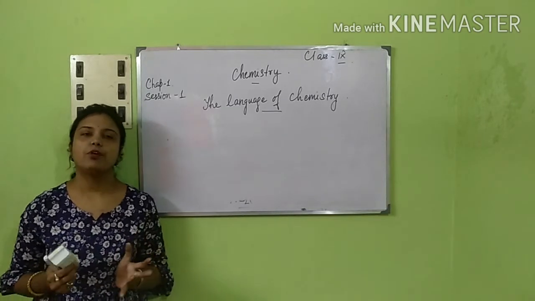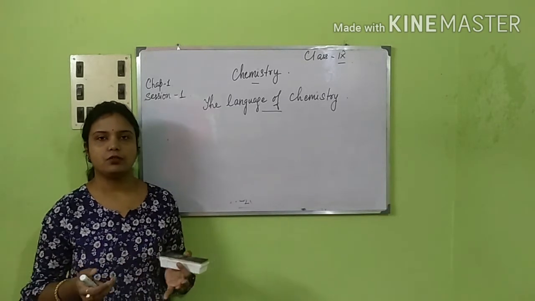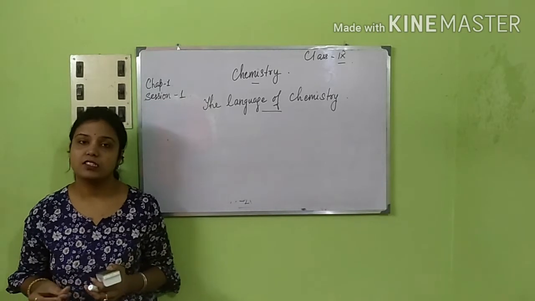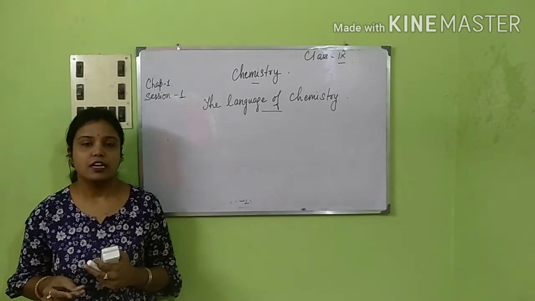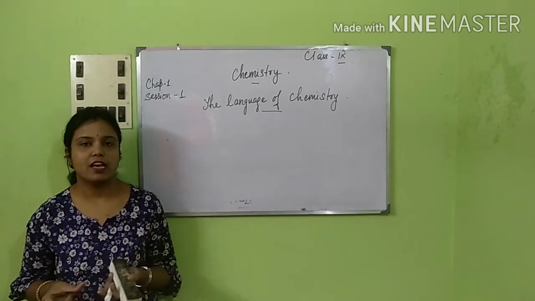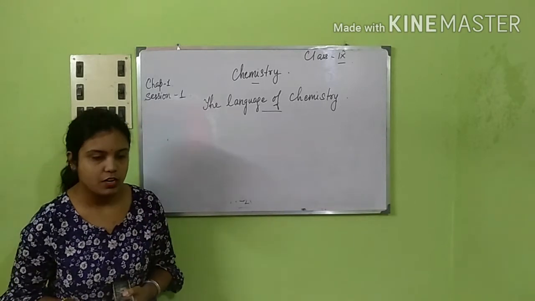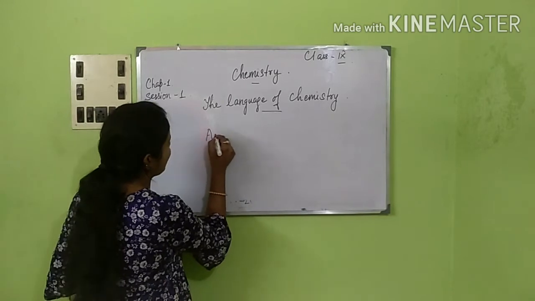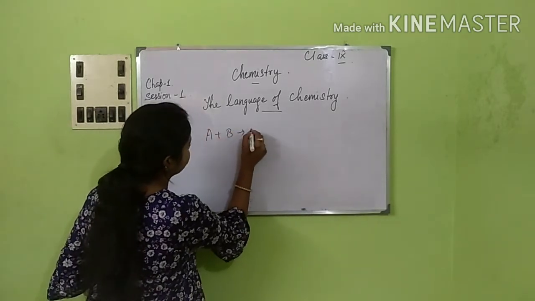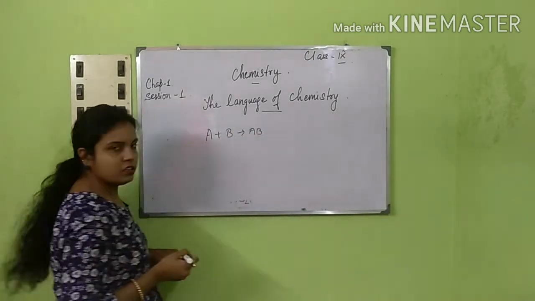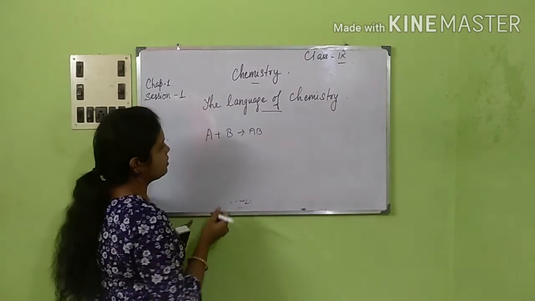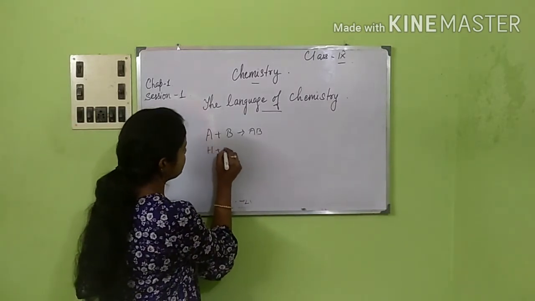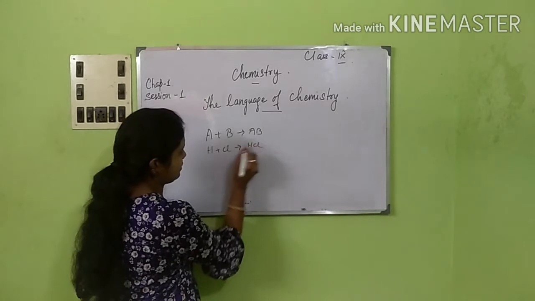Now, there are many types of chemical reactions. It can be a synthesis reaction, addition reaction, displacement reaction, double displacement reaction. Now for the addition reaction, I'll give you a small example. That is A plus B will give you AB. This is an addition reaction. Suppose H plus Cl will give you HCl.